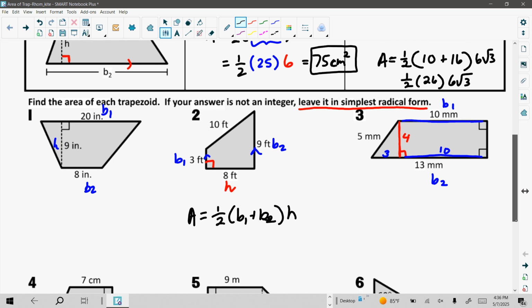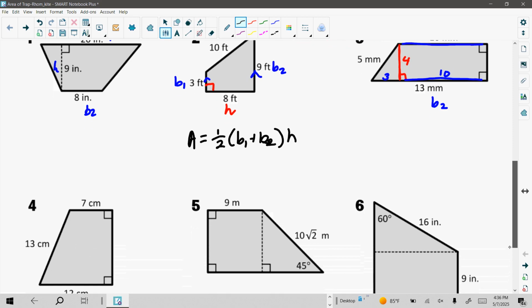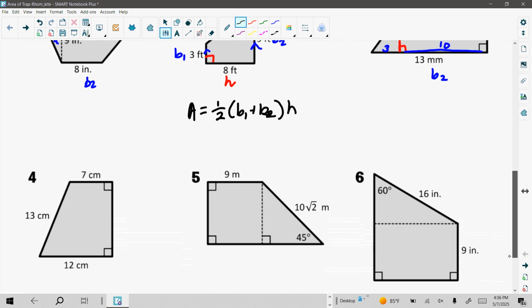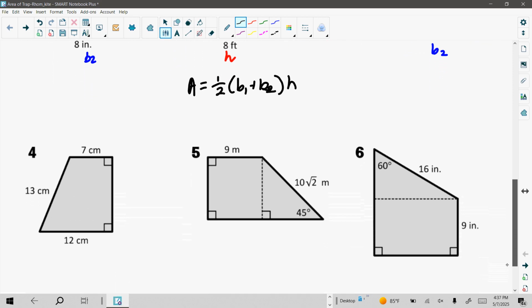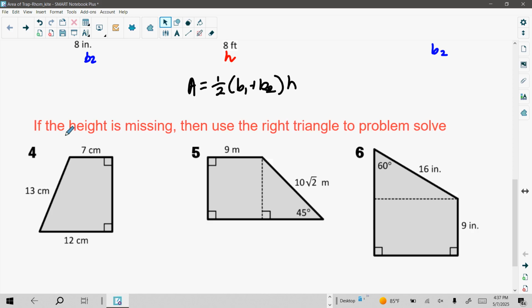But when you get to 4 through 6 here, our height is not listed, okay? We have to calculate that. So just remember that the height is missing and you have to use your right triangle to problem solve. You have to create that right triangle. So on number 4, I can create that right triangle by drawing this vertical line here, making it perpendicular.